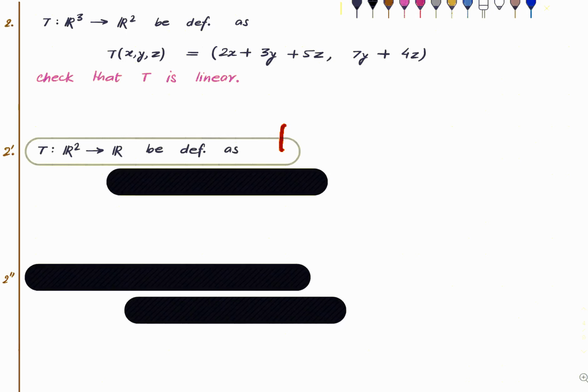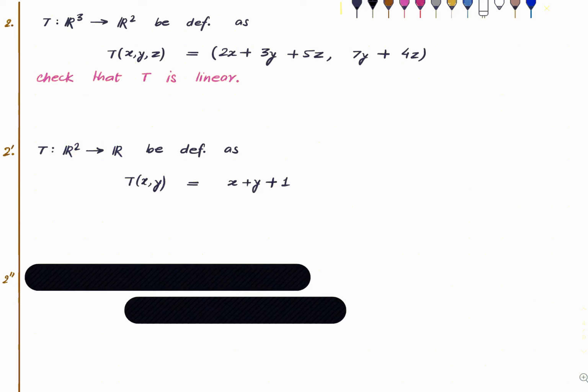Now define something from R^2 to R, both are of course vector spaces, as T(x, y) = x + y + 1. Now this is not a linear map. One way to see it is not linear is that it is not taking the 0 vector to the 0 vector. It is taking the 0 vector to 1, which is non-zero. So this is not a linear map.